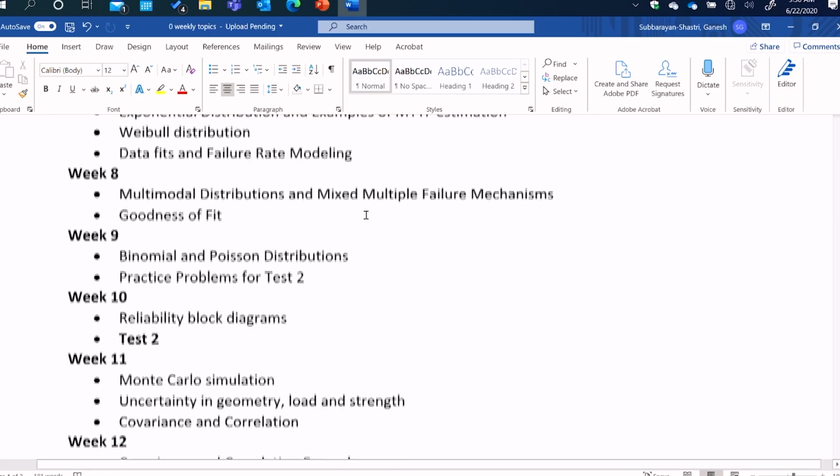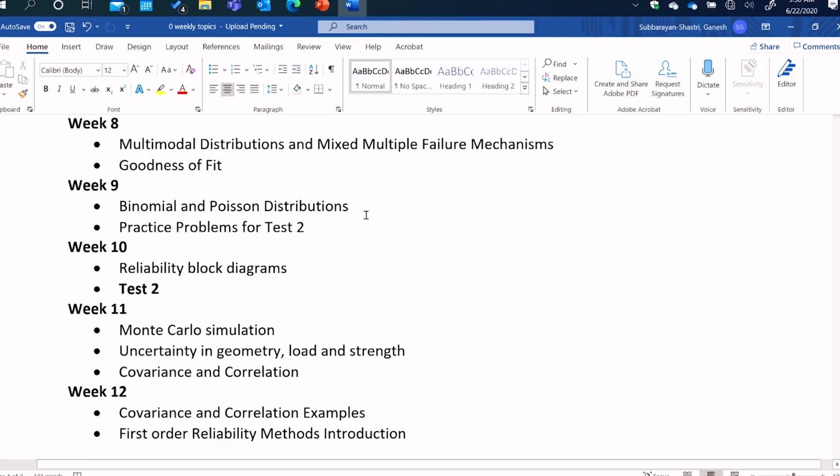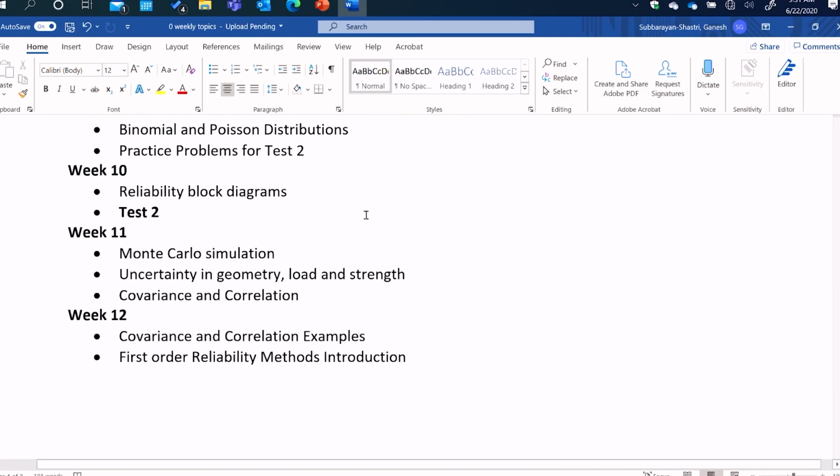Then we will talk about decision making through binomial and Poisson distributions, where we will ask the question, given a certain component level failure, we will learn how to make decisions based on that component failure distribution as characterized by log normal, Weibull, exponential, or normal distribution. So we will begin our introduction to system level reliability. We'll continue that in week 10 through reliability block diagrams, and then in week 11 through Monte Carlo simulation.